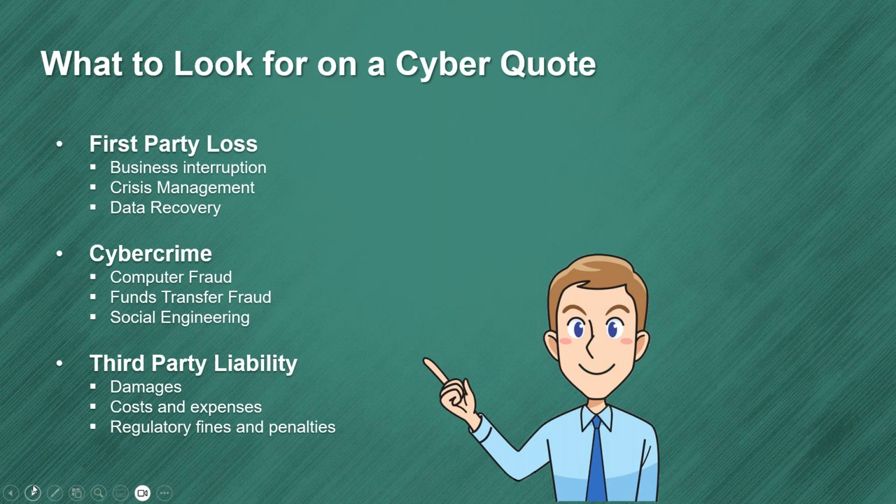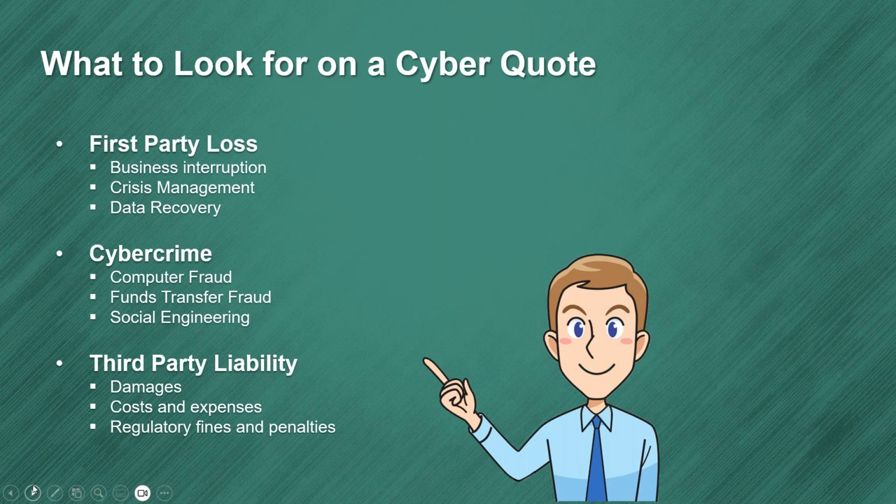Typically under first-party loss, you'll see business interruption, crisis management, and data recovery. Business interruption just covers the loss of revenue due to that attack. Crisis management, of course, is if you were to hire a public relations team to manage any type of reputational damage. And then your data recovery reimburses the cost of restoring damaged or lost data.